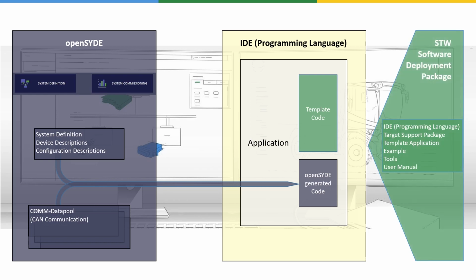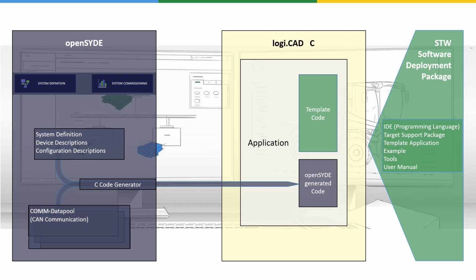Software deployment packages and the target support packages they contain are available for any programming language such as C or IEC 61131. In this video, we use the C perspective of the development environment logi.CAD provided by STW. Prerequisite for the generation of code suitable for the programming language by openSYDE is a corresponding code generator. By default, the generator for C code is delivered together with openSYDE.